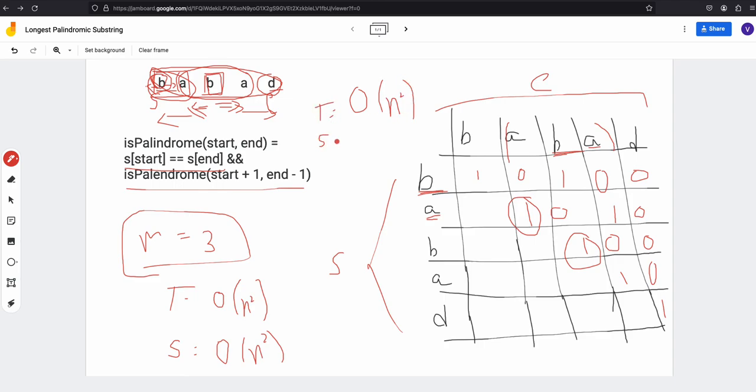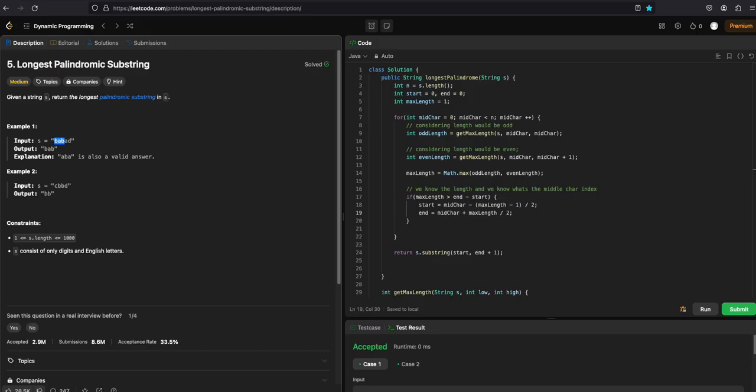What should be the space complexity? Are we using any extra space here? No, we are not using any extra space. So the space complexity would be constant. Yeah, so I have implemented this solution. Let's try to look into the code.